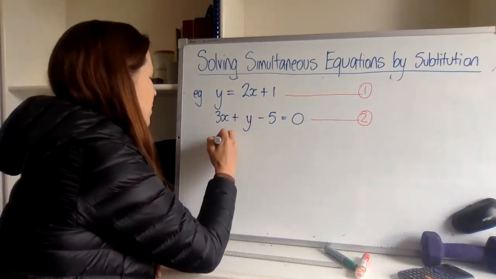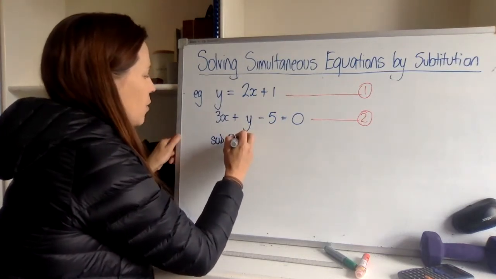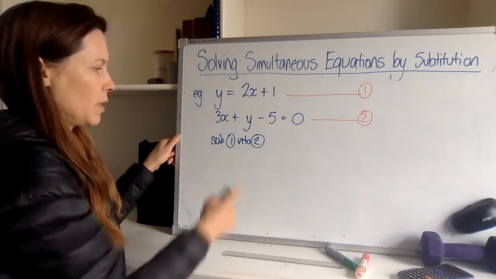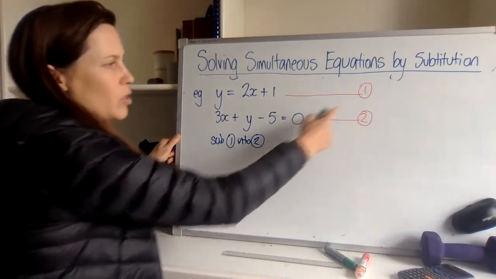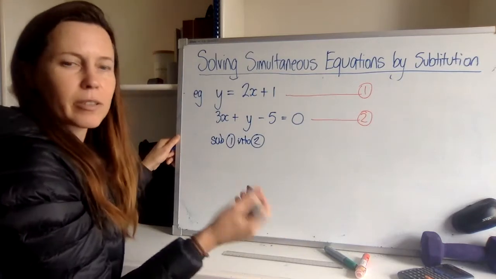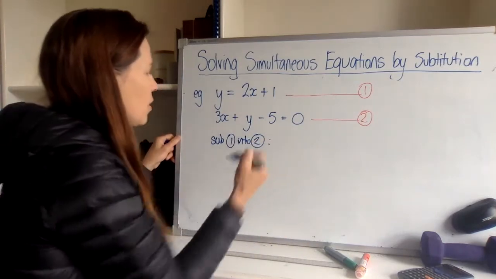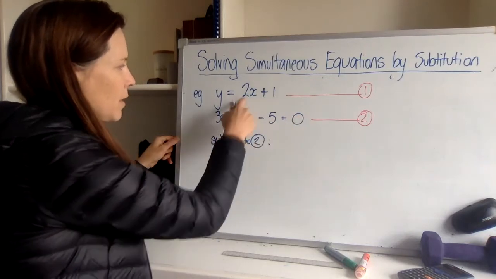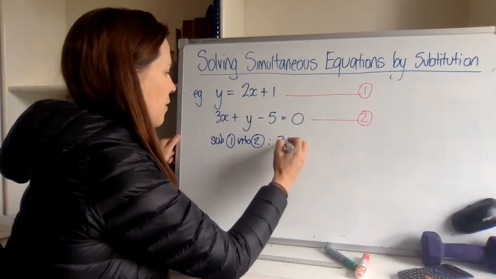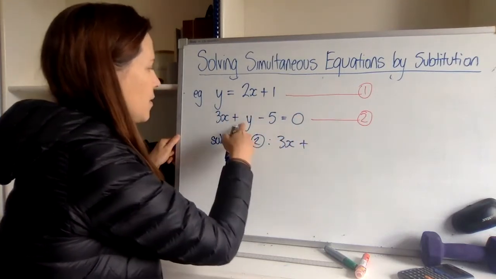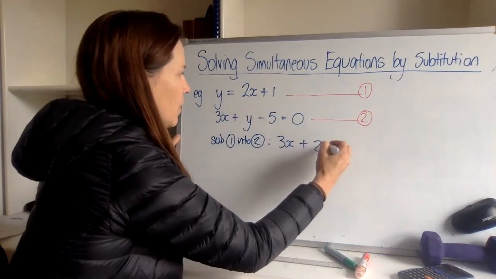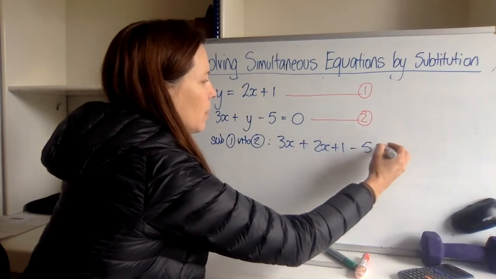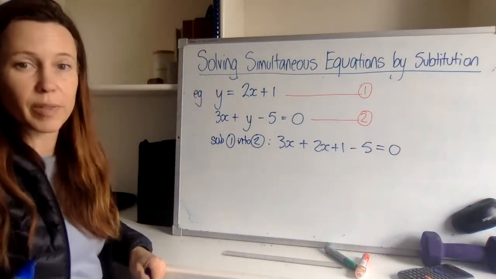So first thing I'm doing, I'm subbing equation 1 into equation 2. Now you'll notice when I put a circle around 1 and 2, I'm referring to the name of the equation, equation 1 and equation 2. All right, so I need to rewrite this equation, but don't write the y, write 2x plus 1 there. So we have 3x plus the y minus 5 equals 0. And now we can solve this.